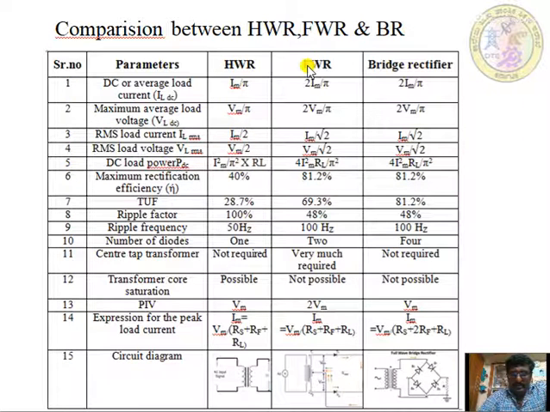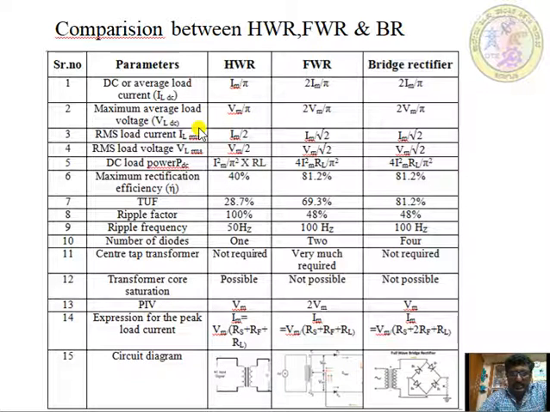This is the comparison between what we have studied: the half wave rectifier, full wave rectifier, as well as the bridge rectifier. These are some of the parameters. First, the DC or average load current I_LDC is equal to what? For half wave rectifier it will be Im by pi. For full wave rectifier as well as for bridge rectifier it is 2 Im by pi. You should remember all this for calculation purposes. The maximum average load voltage V_L is given by Vm by pi, and it is twice that of the half wave rectifier, so it will be 2 Vm by pi for both full wave rectifier as well as the bridge rectifier.